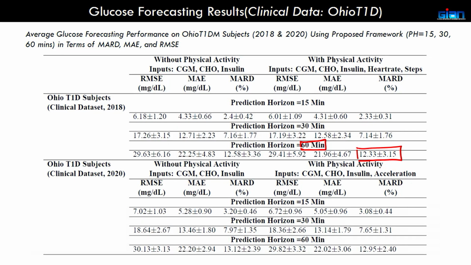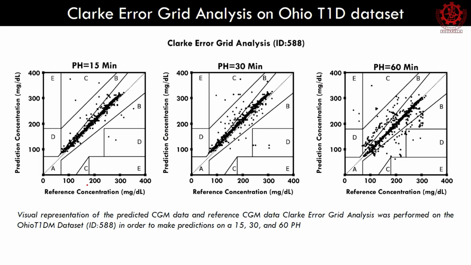Anyway, we have tested in different clinical data sets. This is how the Clarke grid error looks like. Ideally you want all your points to be in A, B and C, but as you increase the prediction horizon, you end up having some points in the dangerous region, which is D and E. Okay, so this is also acceptable to some point. Like I told you, up to 90% of points in A, B and C is still okay. You will never get all the points in A, B and C. You will always end up with some points in D and E, but these are like outliers.